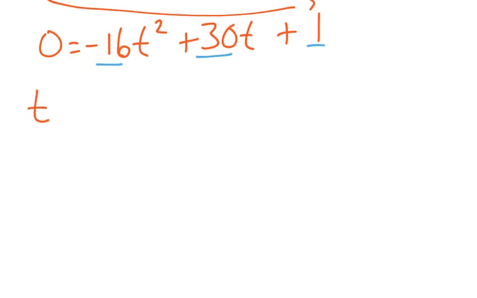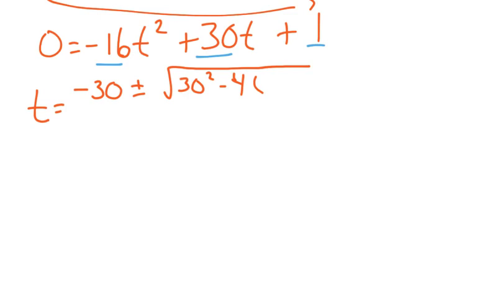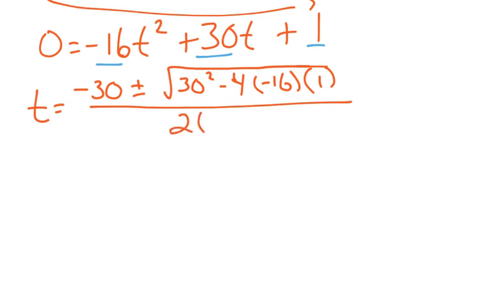Instead of using x, we'll use t, but the formula is the same. Negative b, so the b value is 30, so we're going to have negative 30 plus or minus the square root of 30 squared minus 4 times our a value, which is negative 16, times our c value, which is 1. All of that is going to be divided by 2 times our a value, again, negative 16.